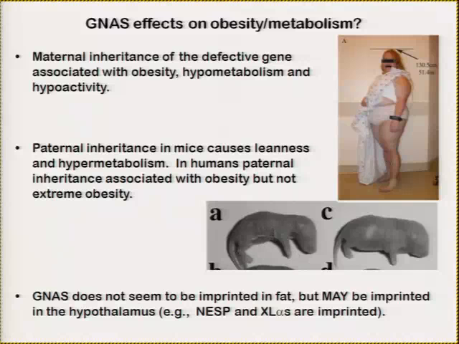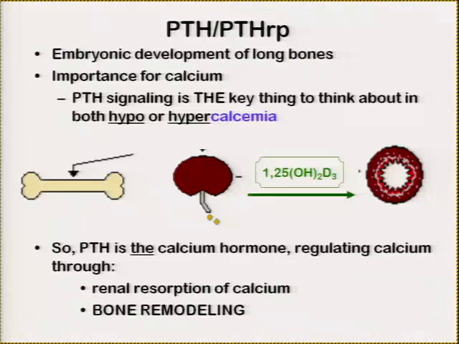Now, we don't know why GNAS causes obesity, and of course, we'd really like to know. GNAS is not imprinted in fat, so it's probably not a direct effect on fat development, and it probably has to do with imprinting in the hypothalamus and eating. So that's something that we have to find out.